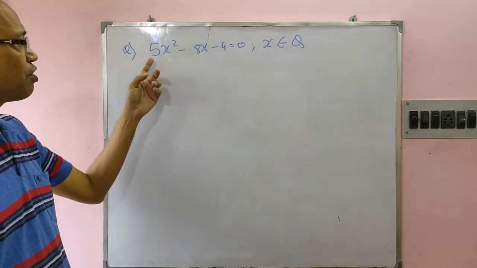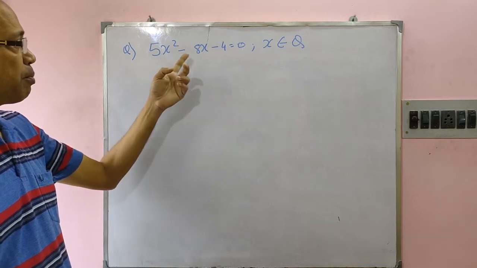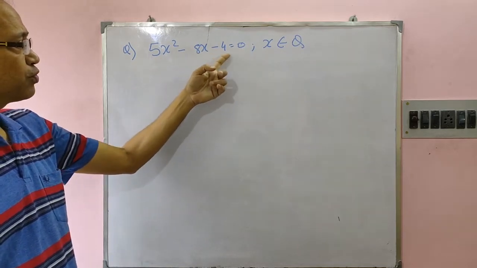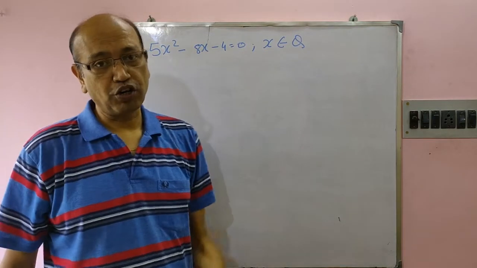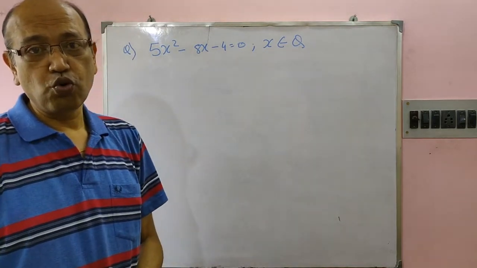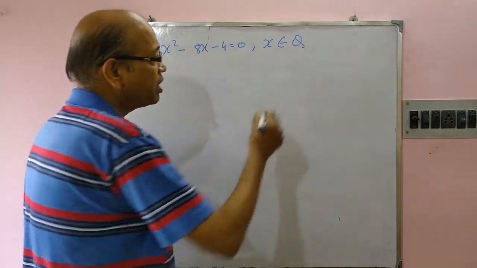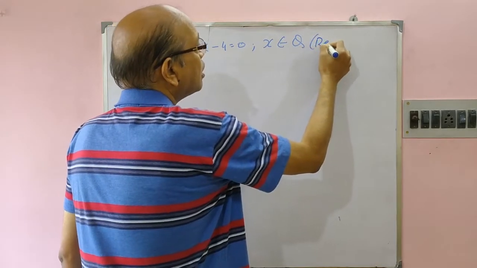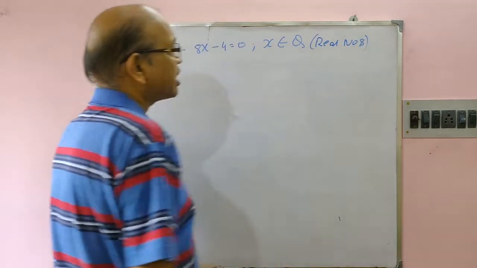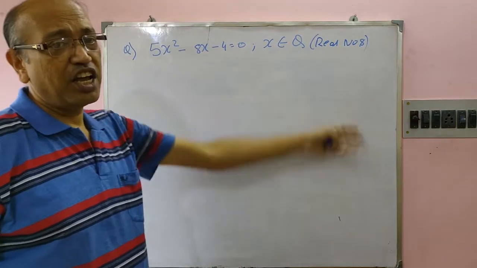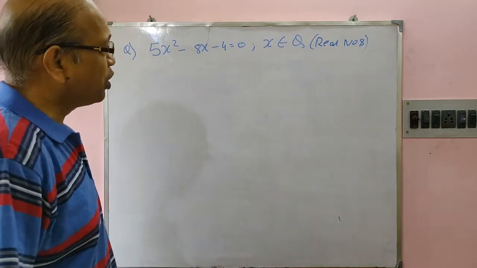The next question. 5x square minus 8x minus 4 equals 0, and it is said that x is an element of Q. What is Q? What do you mean by Q? Q means real numbers, all real numbers. That means x is an element of all real numbers.